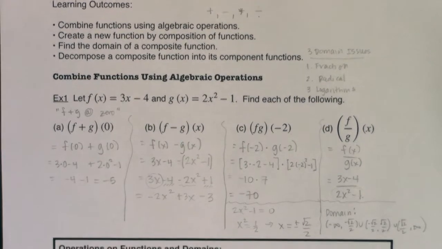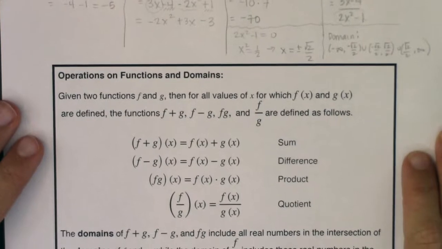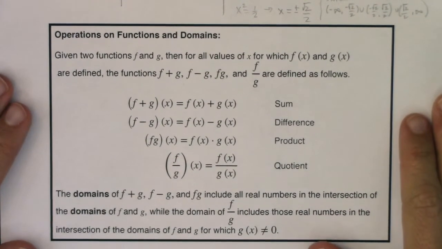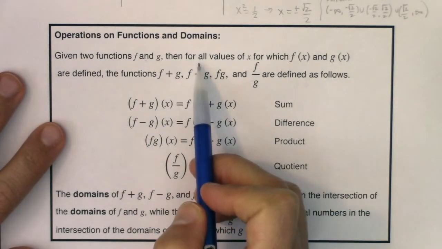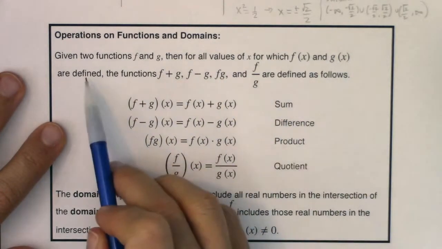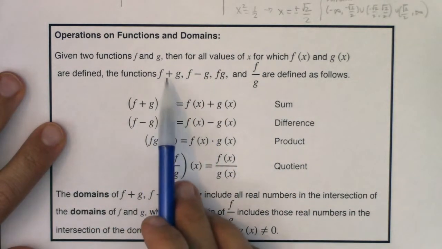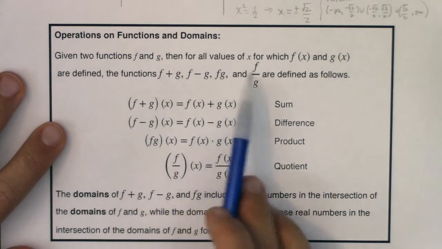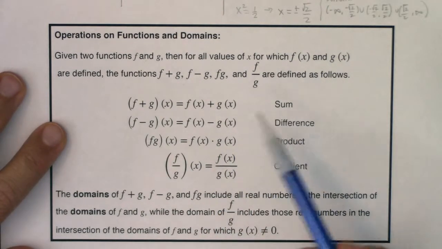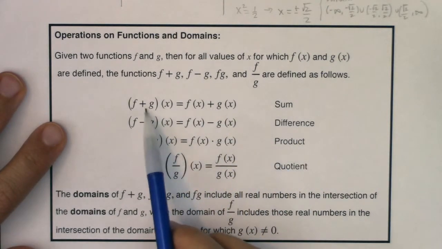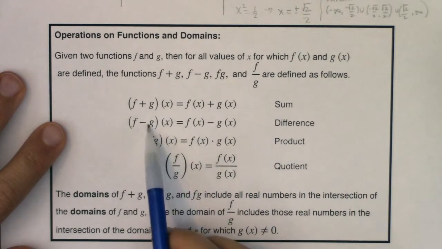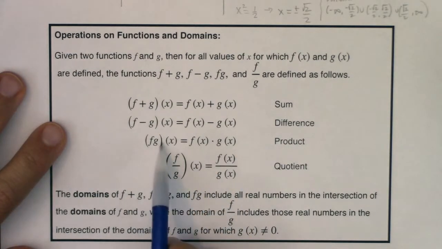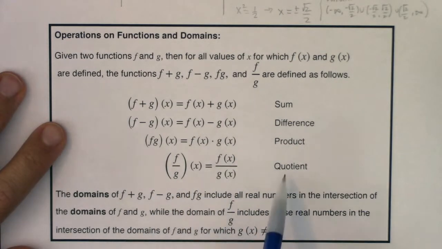Okay, let me scooch this up so we can summarize everything we just went through in this example. Another gigantic box. All right, so if you have two functions f and g, then for all the values of x for which f of x and g of x are defined, meaning all of their domain, the functions f plus g, f minus g, fg, and f in ratio to g are defined as follows. So f plus g of x, if you want the sum function, then you add the two functions. If you want the difference function, subtract the two functions. Product function, multiply the two functions. Quotient function, divide the two functions.